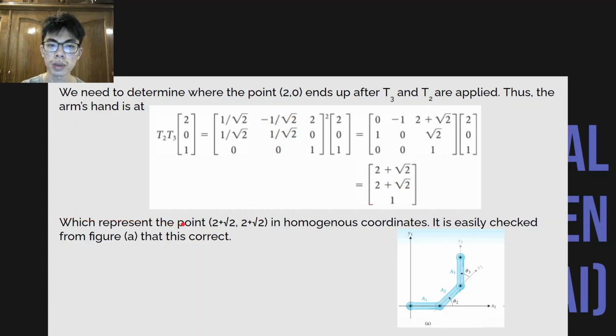This matrix represents the point (2 + root 2, 2 + root 2) in homogeneous coordinates. It is easily checked from figure A that this is correct.